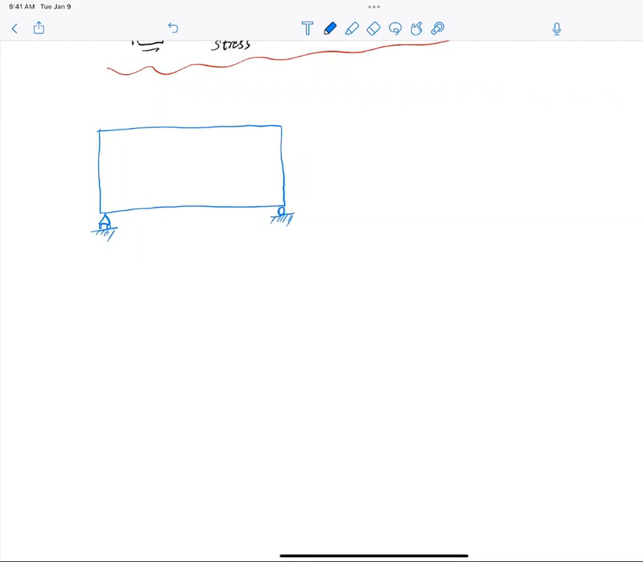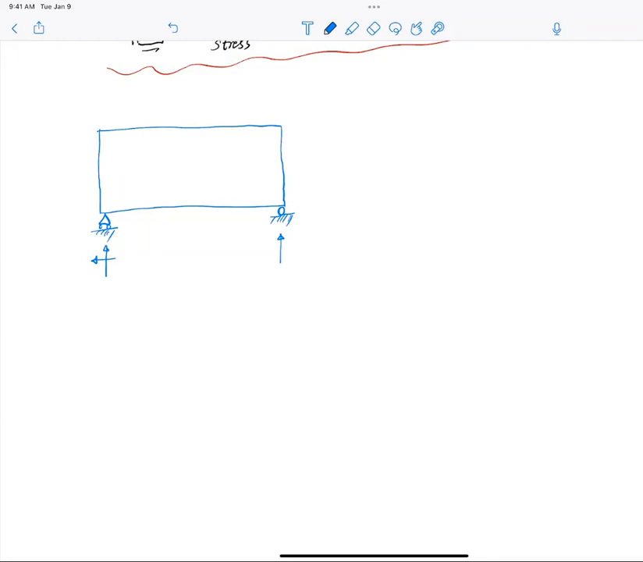So meaning on the left-hand side, I have 2 restraints, vertical restraint, horizontal restraint. And on the right-hand side, I only have 1 restraint, okay, vertical restraint. See, these are the reactions of the flexure of the beam, right?